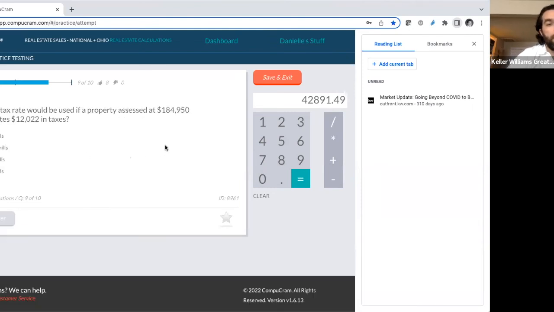Question number 9. Which tax rate would be used if a property was assessed at $184,950 and generates $12,022 in taxes?